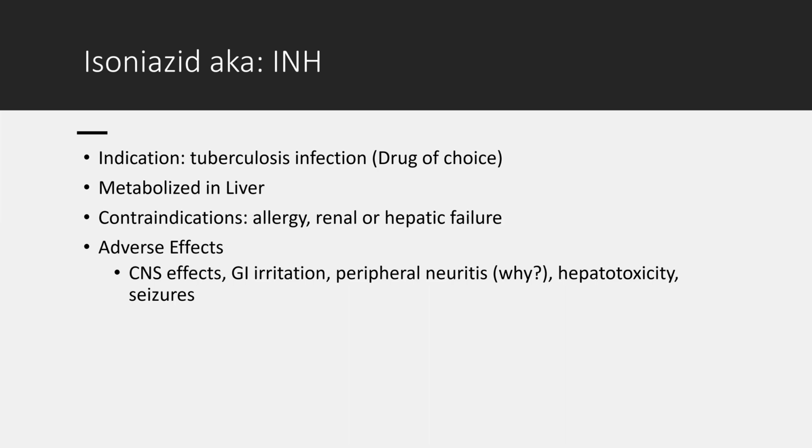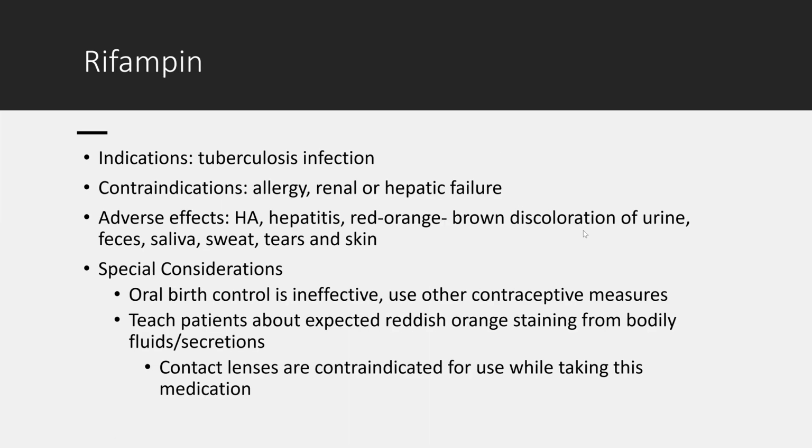So isoniazid affects the absorption of vitamin B6. So that would cause that peripheral neuritis. You could also see hepatotoxicity and seizures. And then we'll cover nursing considerations overall with the two drugs.